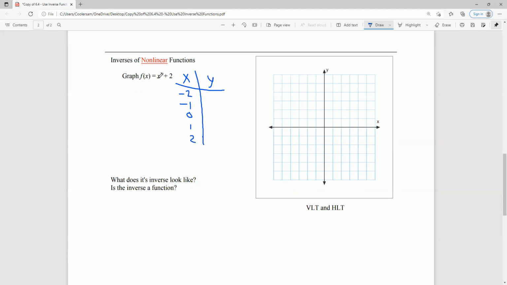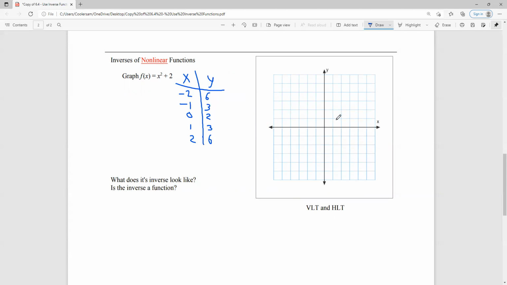So if I plug -2 in here, -2 squared is 4. 4 plus 2 is 6. Cool. If I do -1, -1 squared is +1, plus 2 is 3. Great. Plug in 0, I get 2. Nice. Plug in 1, I get 1 squared is 1, plus 2 is 3. And then if I plug in 2, 2 squared is 4, plus 2 is 6. Okay, cool. So I end up with this.